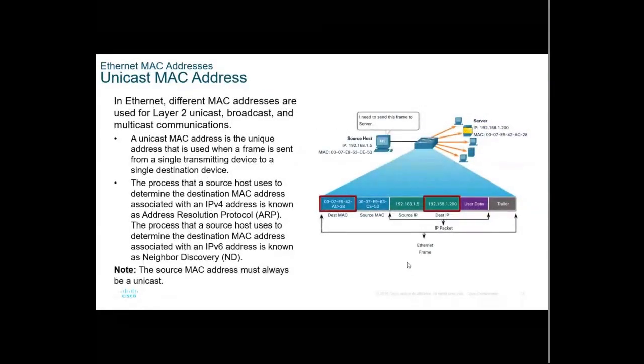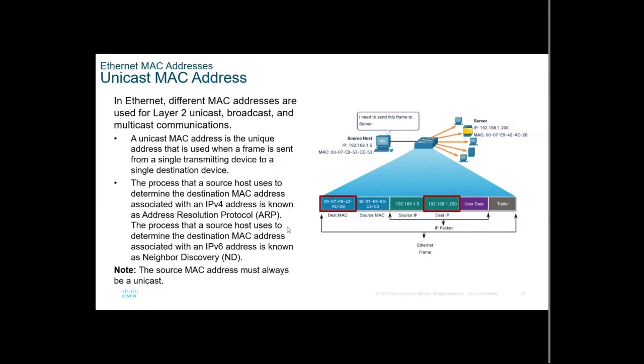So unicast MAC addresses. If it's a unicast, it's one-to-one, uni. Okay, so that unicast is where you have a unique MAC address. In Ethernet, different MAC addresses are used for layer 2 unicast, broadcast, and multicast functions. A unicast MAC address is a unique address that is used when a frame is sent from a single device to a single destination.